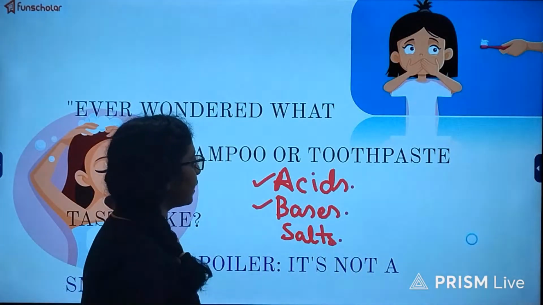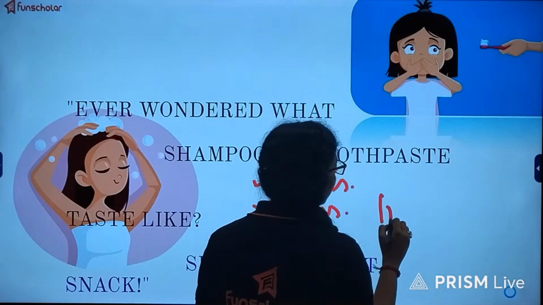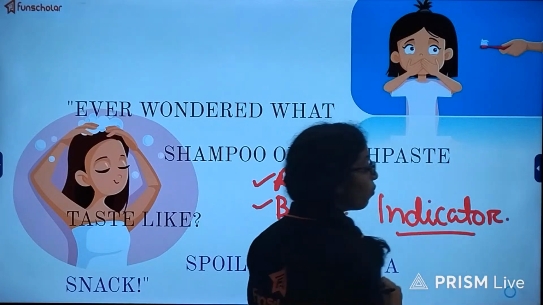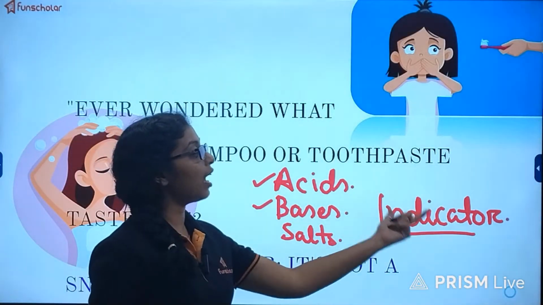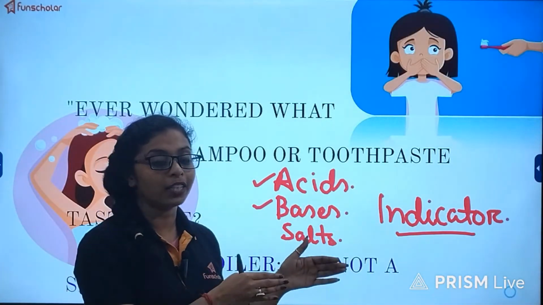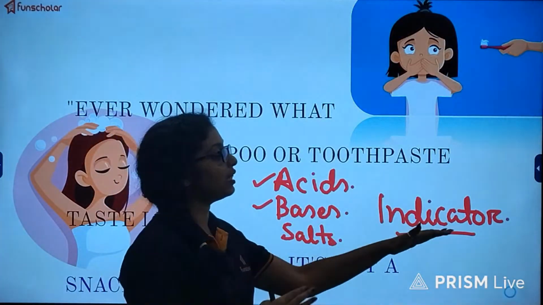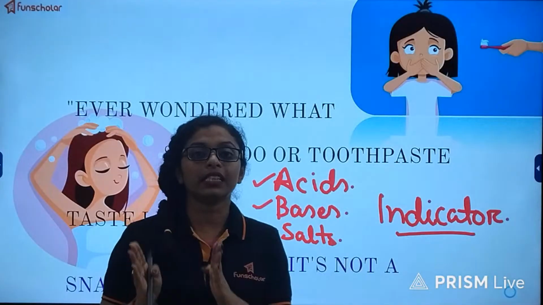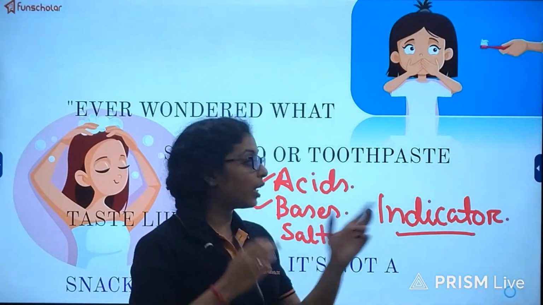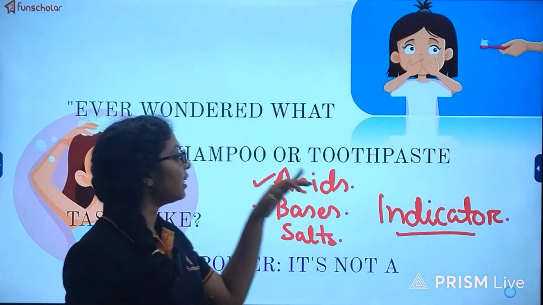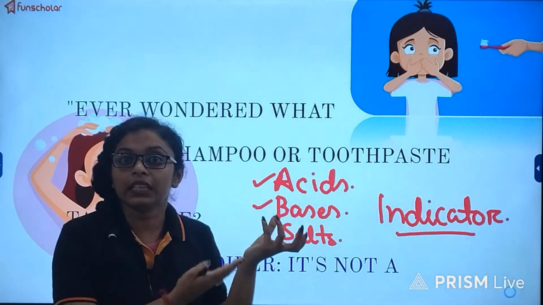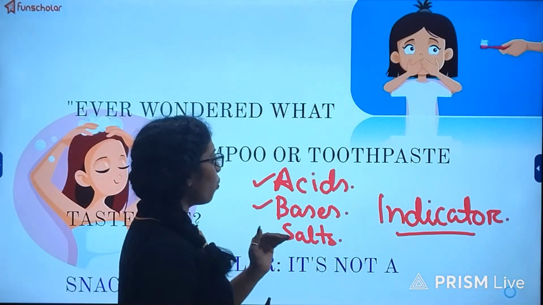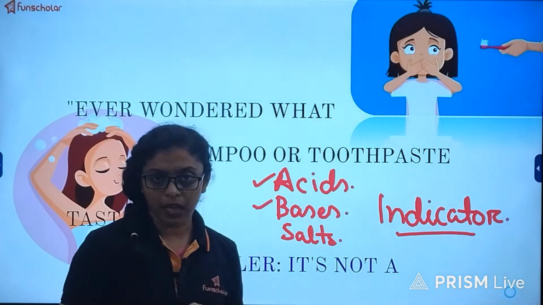Okay. And other than that, there is another term which is indicator. Now, indicator of what? Mostly it is recognized or popular by the name acid-base indicator. The name itself implies that an indicator is any substance that will indicate, right? So that type of indicator will indicate whether the substance in question is an acid or a base. Okay?